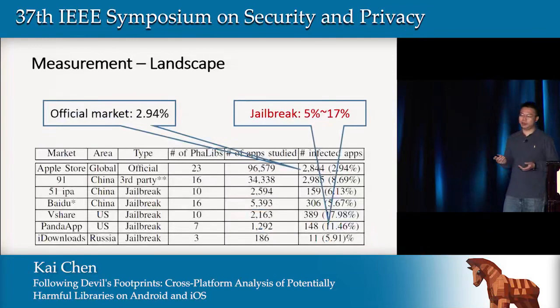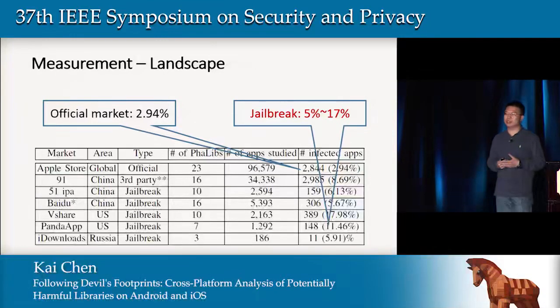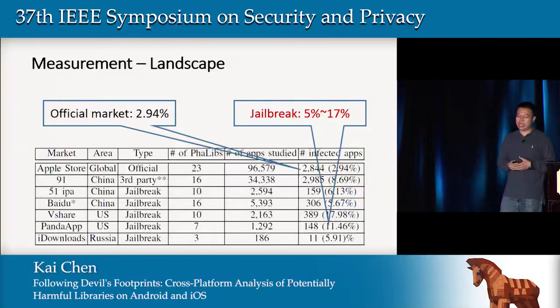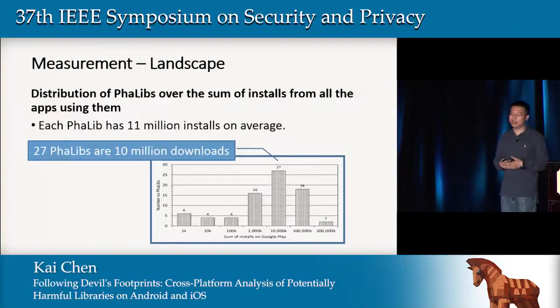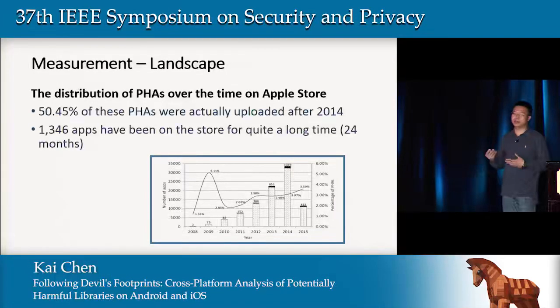So we look back at the markets to see how many apps are potentially harmful. On the Apple Store, we found nearly 3,000 potentially harmful apps, so the ratio is about 2.94%. On other markets, like the jailbreak market, the ratio is higher, like 5 to 17%. We also find 27 potentially harmful libraries have over 10 million downloads. It impacts lots of users. Over half of these potentially harmful apps were actually uploaded after 2014, and over 1,000 apps have been on the store for quite a long time, 24 months.